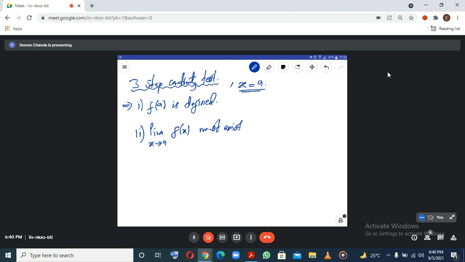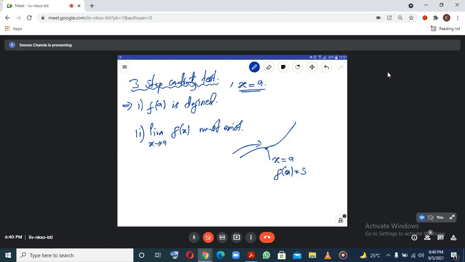Must exist. So why should it exist? Because remember, what do limits tell us? Let's say we are focusing on this point, x equals a, and we know that f of a is maybe 5. So what's going to happen when we take a limit coming from the left?